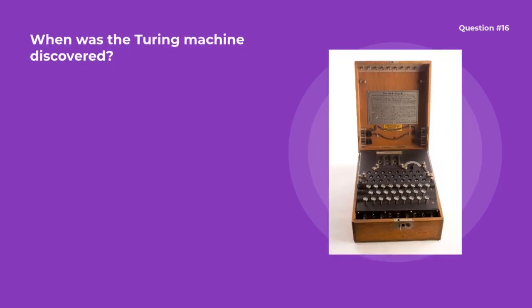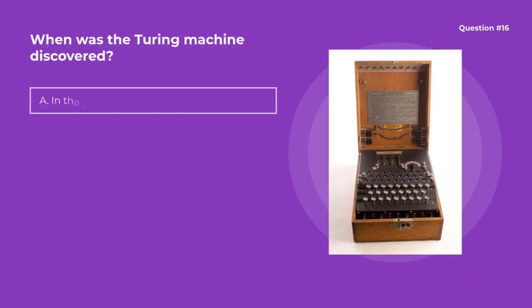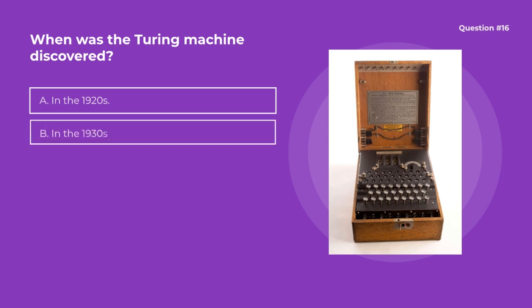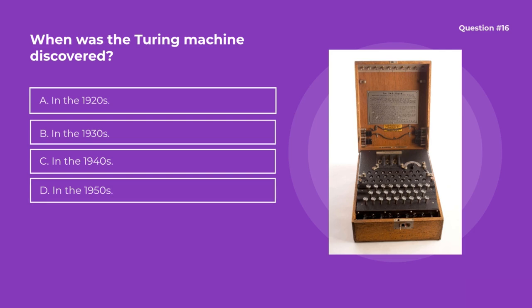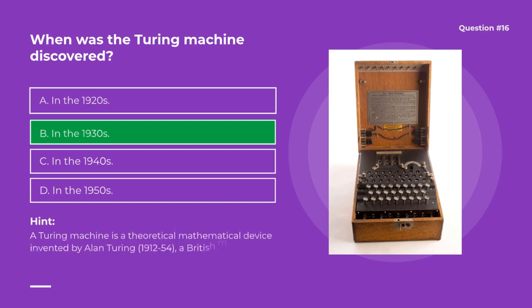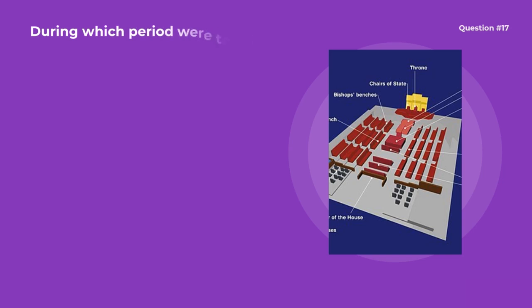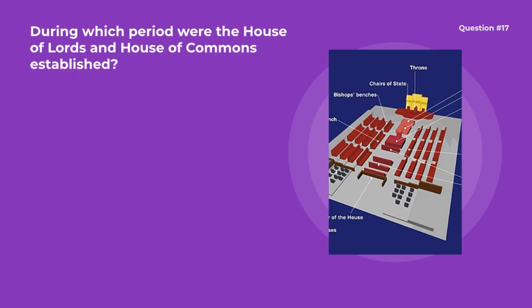Question number 16. When was the Turing machine discovered? Options are A. In the 1920s, B. In the 1930s, C. In the 1940s, D. In the 1950s. The correct option is in the 1930s. A Turing machine is a theoretical mathematical device invented by Alan Turing, 1912 to 54, a British mathematician, in the 1930s.